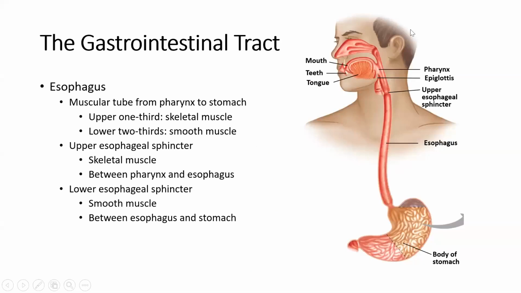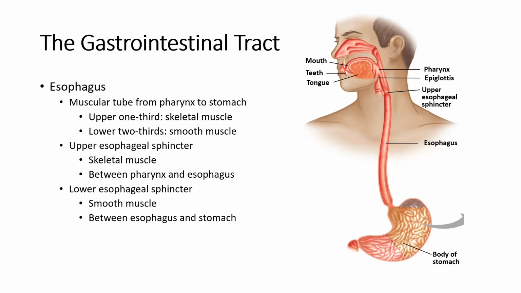Beyond that, we enter the esophagus. So the esophagus is the opening down into the GI tract, so to speak. It's a muscular hollow tube. It's going from the pharynx to the stomach. It's going to be mixed in terms of the type of muscle that's making up the esophagus. We got the upper 1/3 formed by skeletal muscle, the lower 2/3 formed by smooth muscle. And right away, that should tell us about the control that we have over different parts of the esophagus.